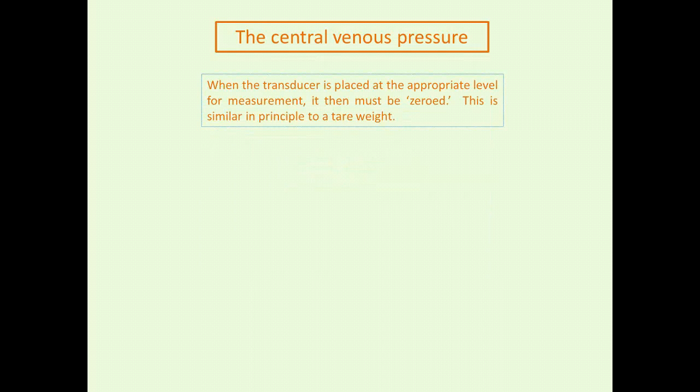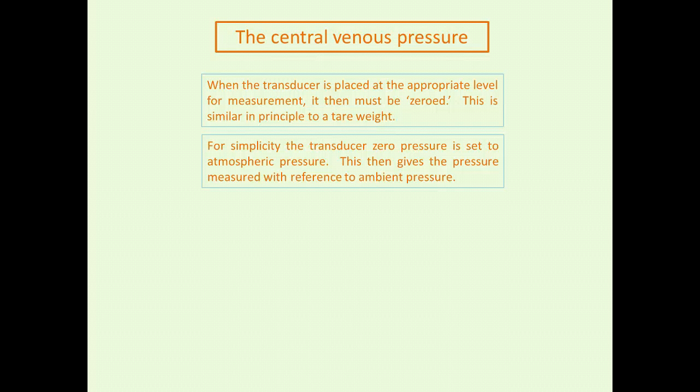Excuse me. So once the transducer is placed at an appropriate three-dimensional level relative to the patient, it must then be zeroed. And that's similar in principle to the tare weight, like when you go to the grocery store and you want to buy some almonds and you have to place it on a scale. You put your container on the scale. You don't want to pay for the container, so you then tare the weight, make it zero, and then you pour your almonds in afterwards. It's the same thing here. And for simplicity, we make this zero level atmospheric pressure, and that's just because that's easy to do rather than, say, referencing it to pleural pressure, because that would require another measuring device.